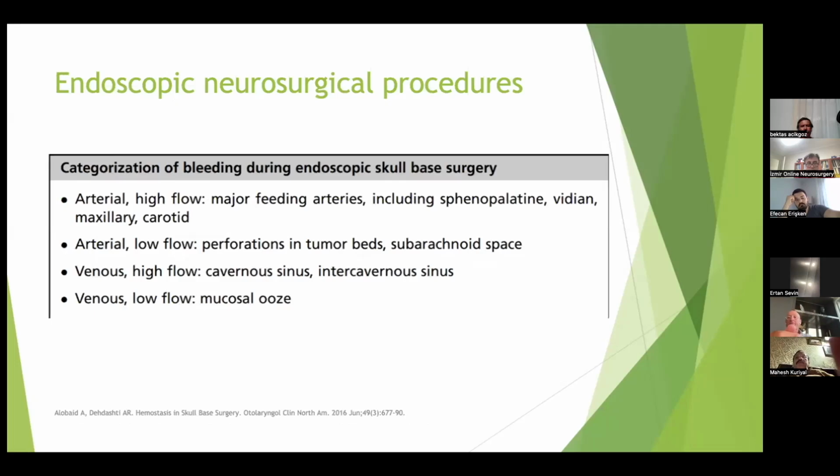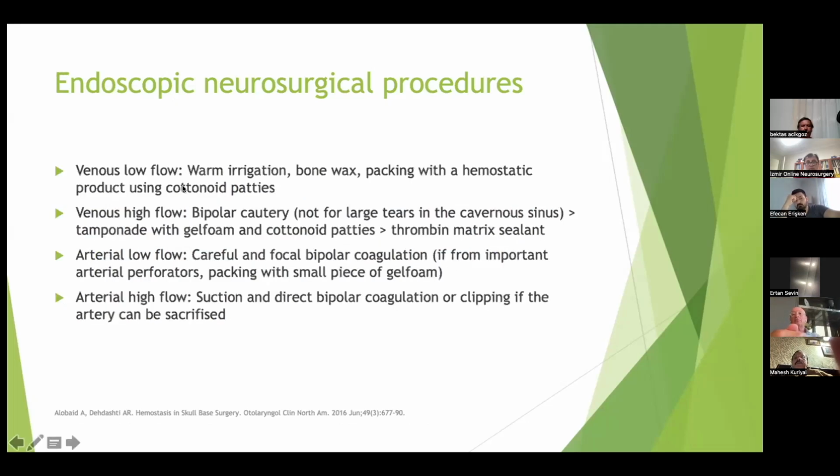Now coming to endoscopic neurosurgical procedures. The different types of bleeding in endoscopic procedures can be classified as arterial and venous, low flow and high flow. Venous low flow: when stripping the mucosa from the sphenoid sinus, sometimes venous oozing can occur. It can be managed with warm irrigation, bone wax, and sometimes packing with a hemostatic product using cotton patties.